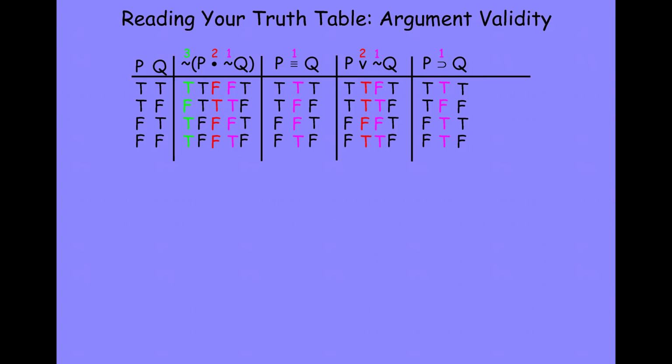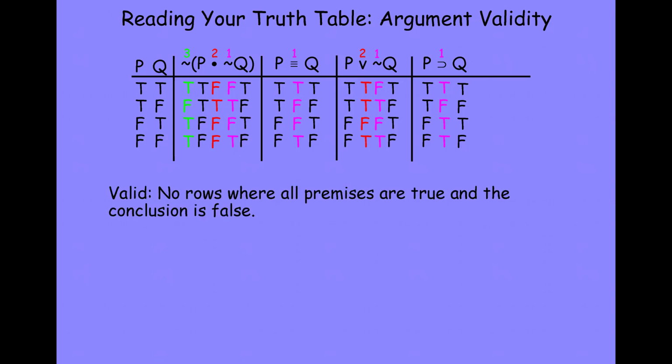So we can take that definition of validity and use it to figure out whether or not an argument is valid by looking at the truth values for the premises and the conclusion on our truth table. So an argument is going to be valid if there is no row where all the premises are true and the conclusion is false. If there's no row like that, then that argument satisfies our definition of validity. The premises are true, the conclusion has to be true. It's impossible for the premises to be true and the conclusion false. There's no row where we see that possibility. So the argument is valid.